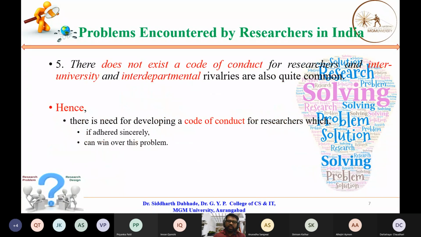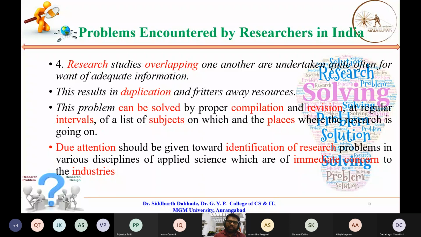Because of this overlapping, we are not able to produce good quality research work, and we are not going towards patents. So patent filing is very low in India because of this problem. We are not thinking beyond the black box. We need to go beyond our visionary limitation, and then we are able to do quality research work.